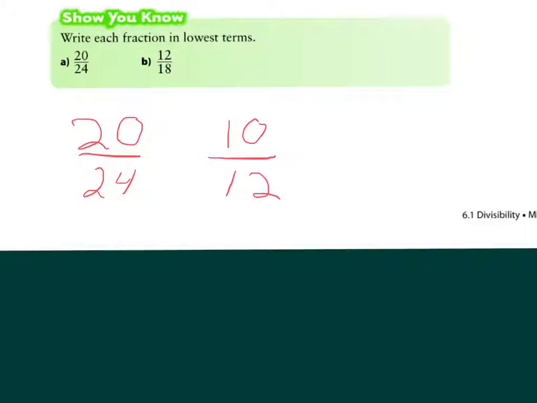I think I'll just apply that same rule of divisibility to both even numbers. I'll cut them in half again, and that's going to be 5 over 6. So if you got 5 over 6 as your answer, congratulations, you are correct. If you did not, review this video and try it again.